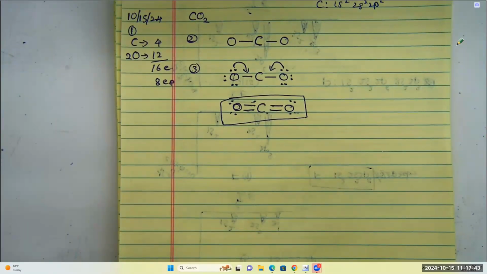What questions, concerns, comments do we have? Again, the holy grail is the octet. Each atom must have an octet of electrons in the valence shell.